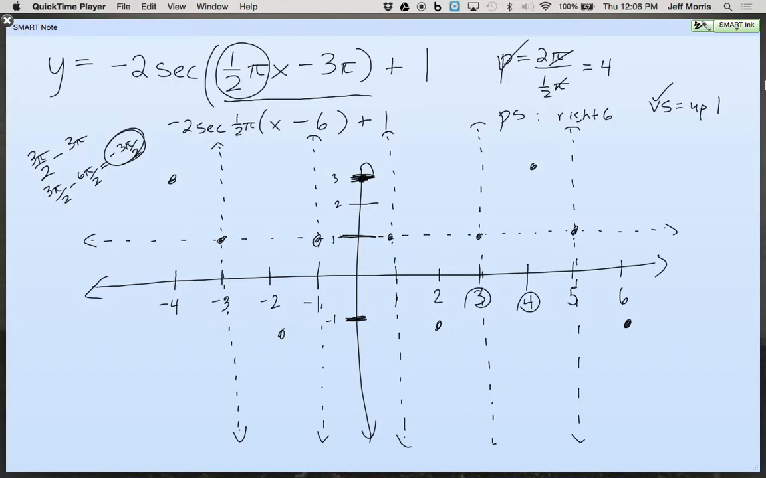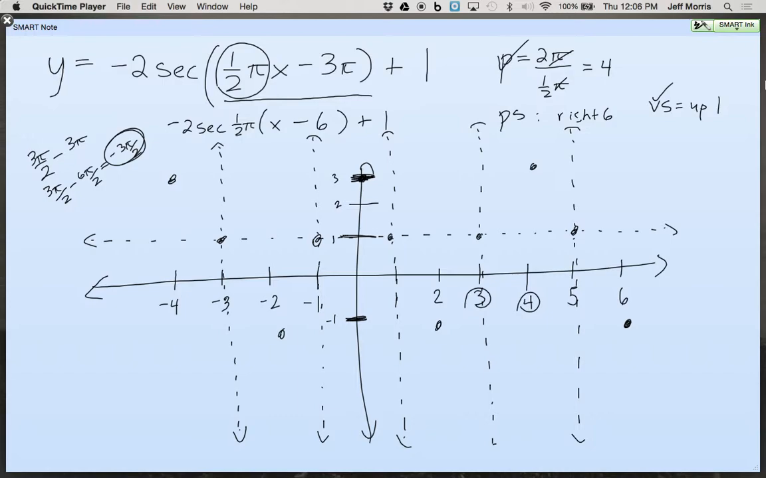Negative pi is over here. Secant's 1 over cosine. So what's the cosine value here? So what's secant? Reciprocate, negative 1. The reciprocal of negative 1 is still negative 1, right? So now, this is negative 1 then. What's negative 2 times negative 1? 2. What's 2 plus 1? 3. There it is. It's at 4, 3.